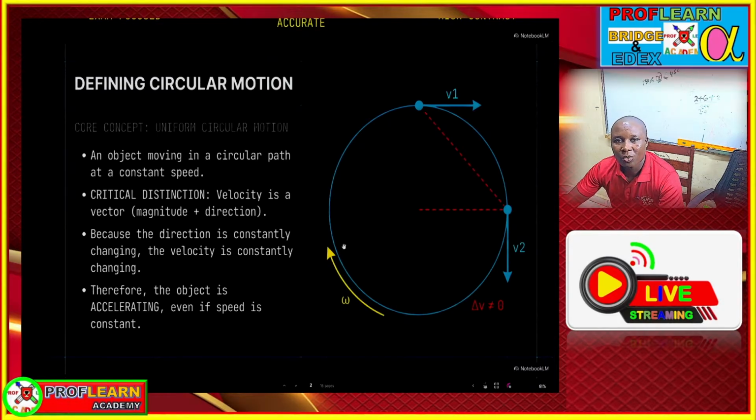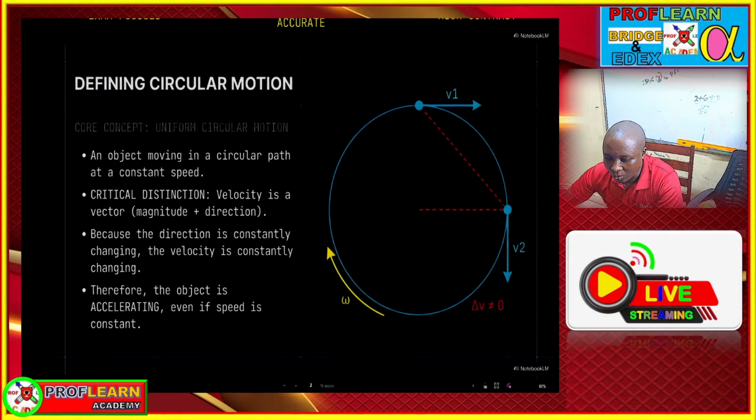So around the circular path the object keeps on changing direction, and for that reason we're going to say even though the object is moving at a constant speed, since the direction keeps on changing, it means this object is accelerating.